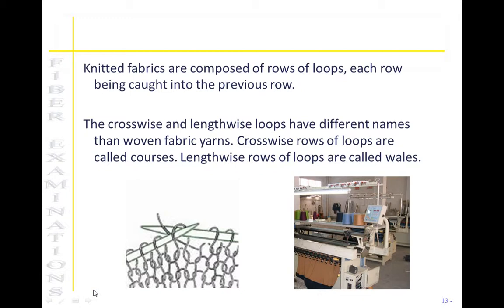Knitted fabrics are going to be put together by using rows of loops, where each row is going to be caught into the previous row. The crosswise and lengthwise yarns also have names, however they're different than the names given for woven fabrics. Crosswise rows of loops are called courses, and lengthwise rows of loops are called wales.